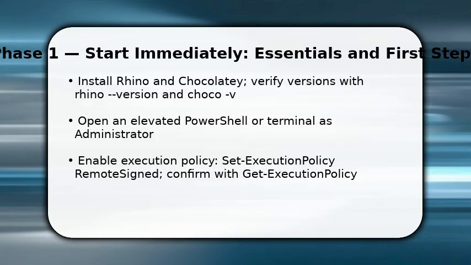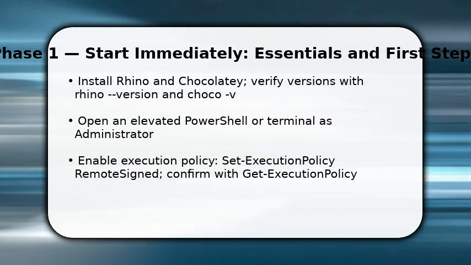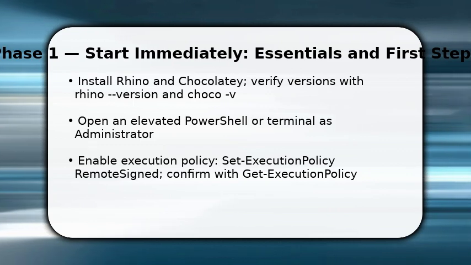Enjoy the video. You begin by confirming prerequisites. Rhino installed and Chocolatey available. Open an elevated terminal right now because permissions matter for the install. Once done, set the execution policy to RemoteSigned so scripts run.